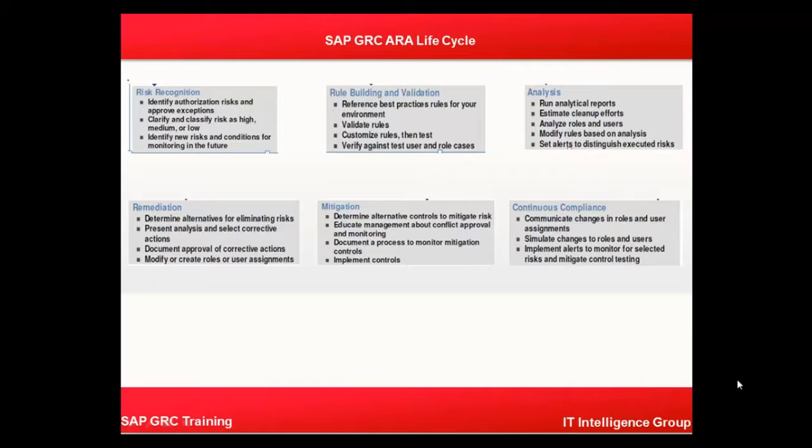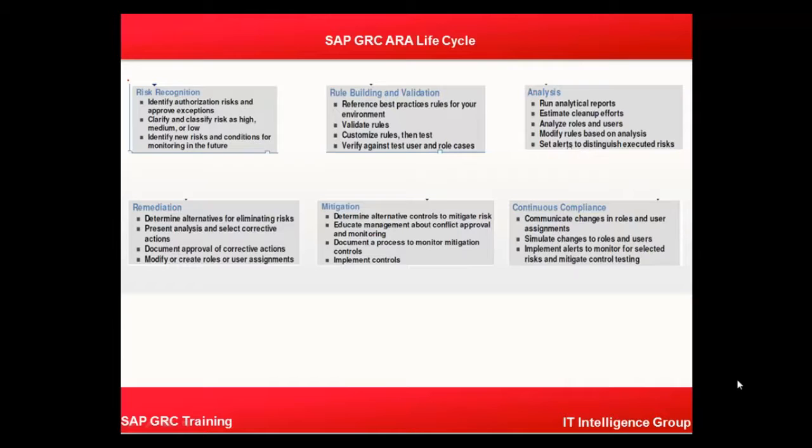So ARA is our access risk analysis, and these are the 6 major steps in the life cycle of access risk analysis of GRC. So first step is risk recognition, that is to identify authorization risks and approve exceptions. So that is step 1. So identification is extremely important.